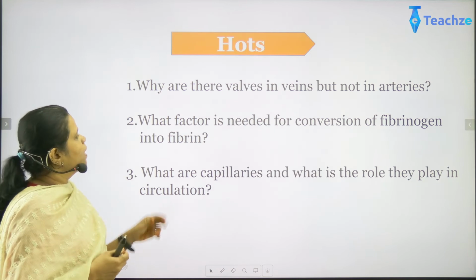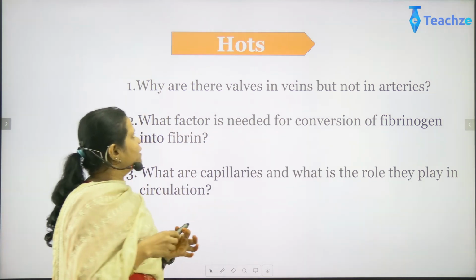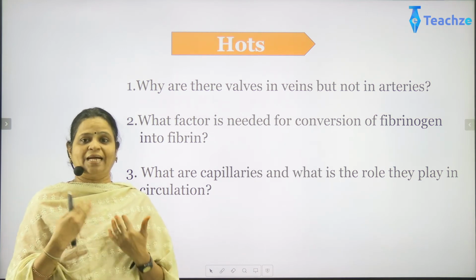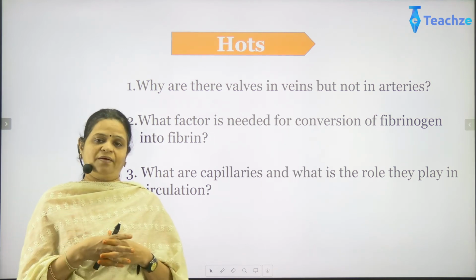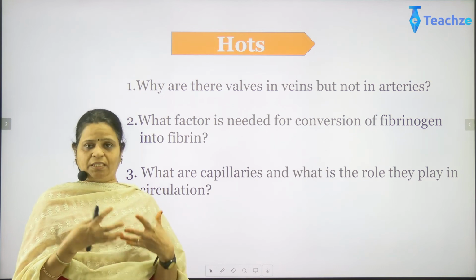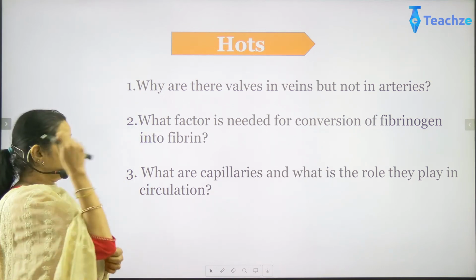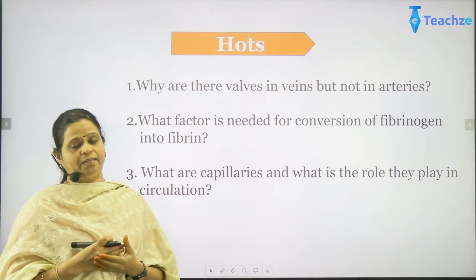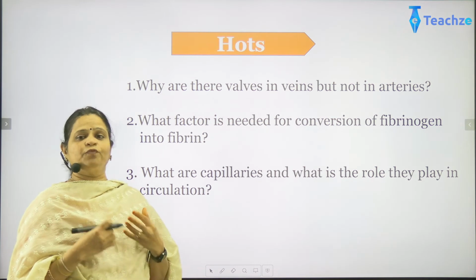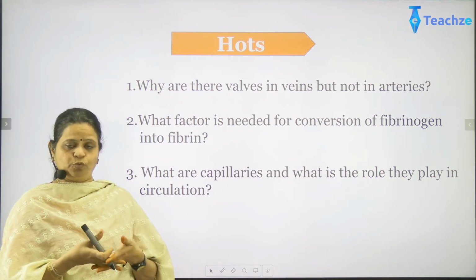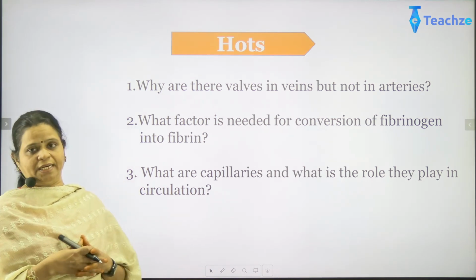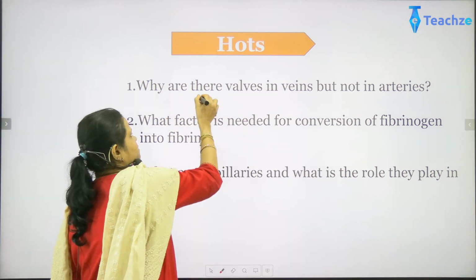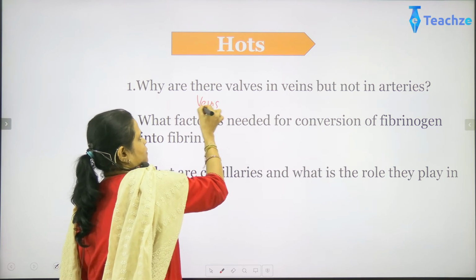answered. Okay. Now there is a question here: why are there valves in veins and not in arteries? We already studied this. We said arteries have high pressure in that particular flow. Since arteries flow with blood pressure, you don't need valves in the arteries, but the veins definitely need valves.